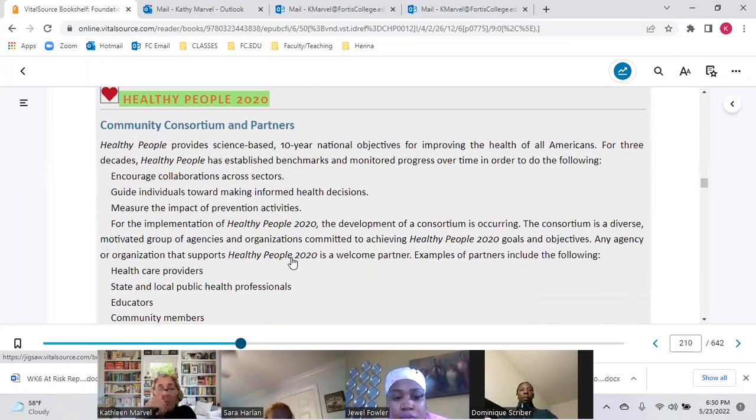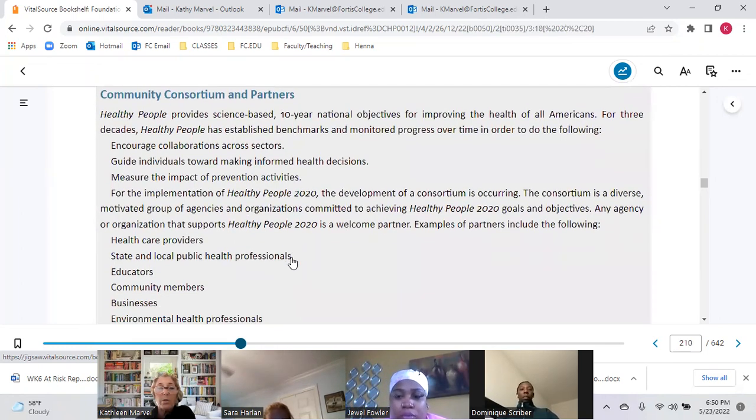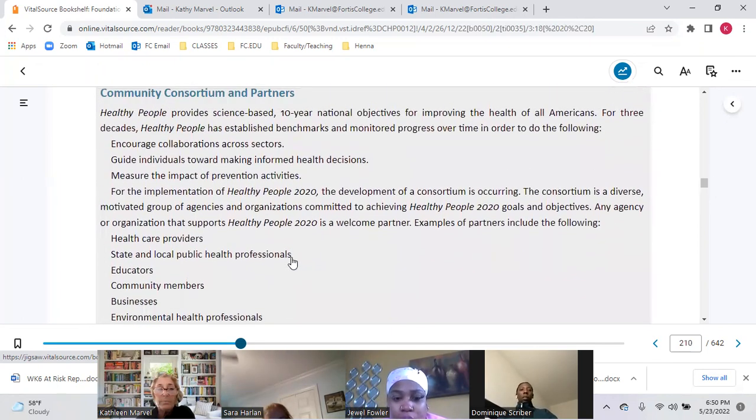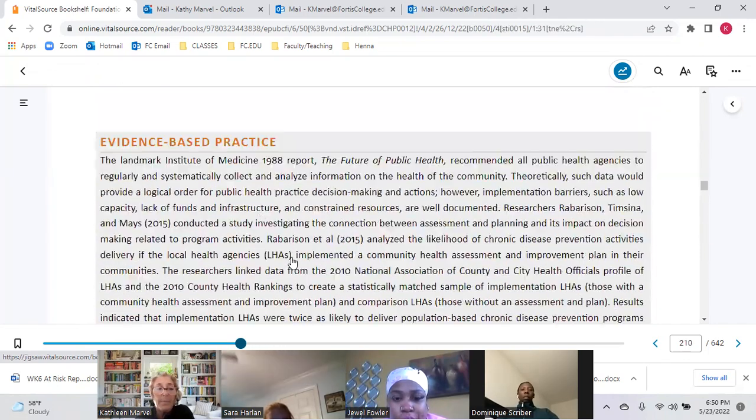Then here's our Healthy People 2020. Talks about community consortiums and partners. So have a look at that. Okay.